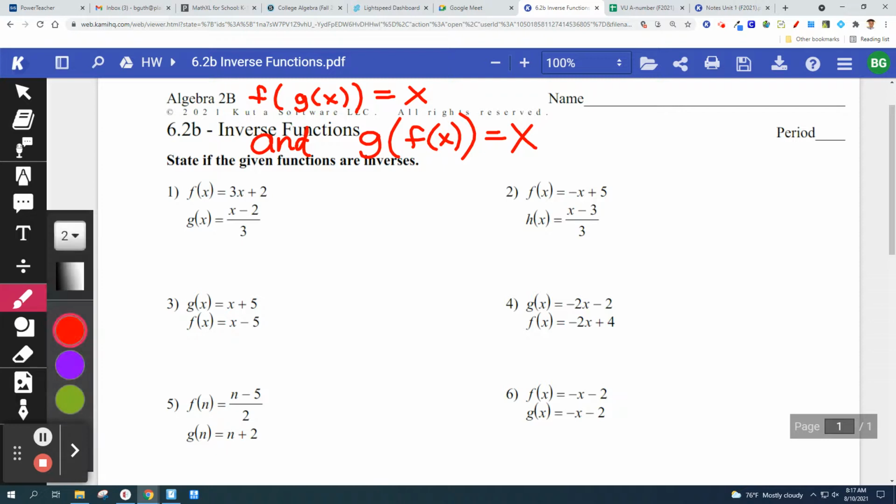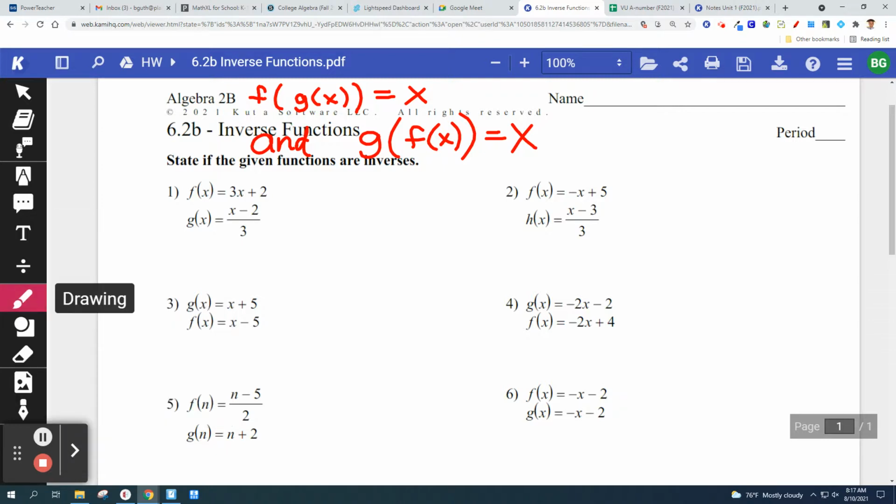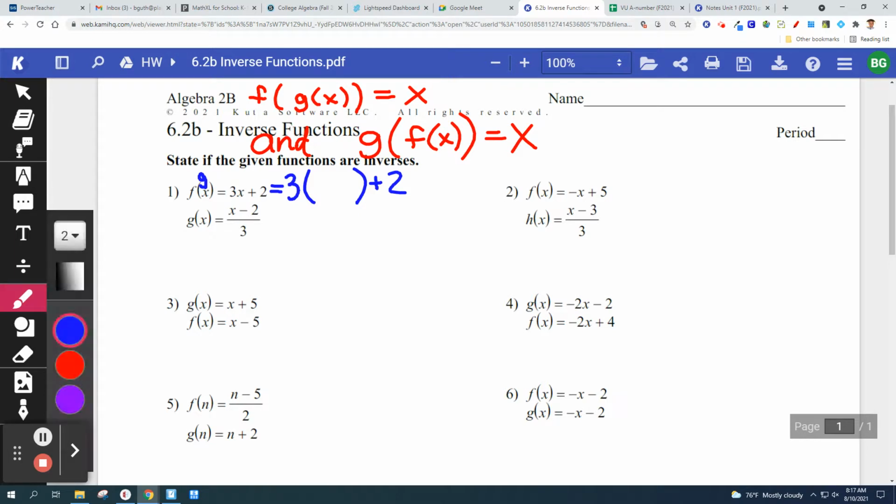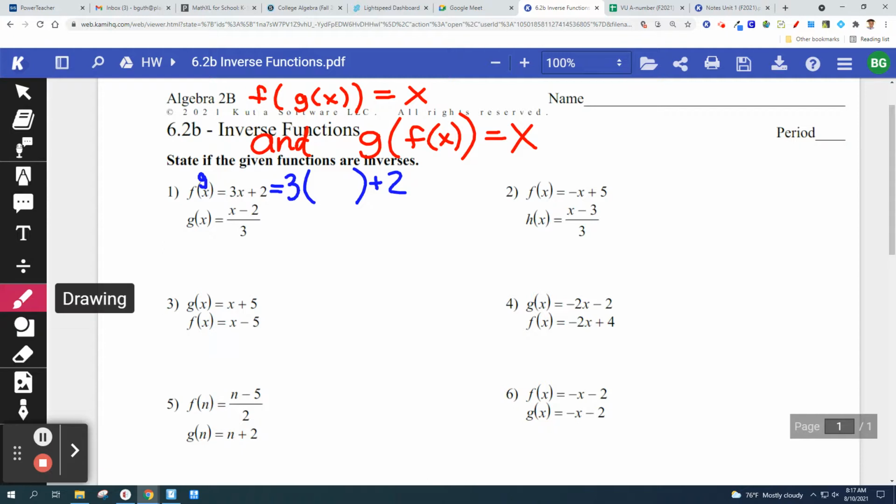So write small, I'm not sure how much room we have here. I'm going to start with this first function, and I'm going to put g into the function. And so the f function literally says 3 times something plus 2. Okay? That's what the f function says, 3 times something plus 2. Well, what are we going to plug in? We're going to plug in the other function. And so we're going to plug in the g of x, or g of x is x minus 2 over 3. We're going to plug in x minus 2 over 3.